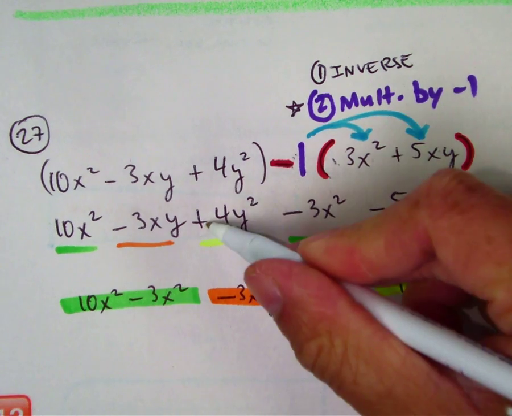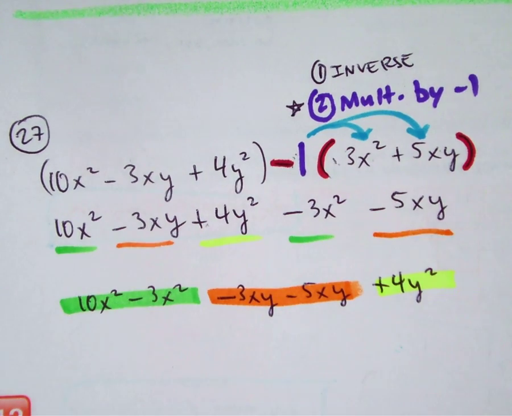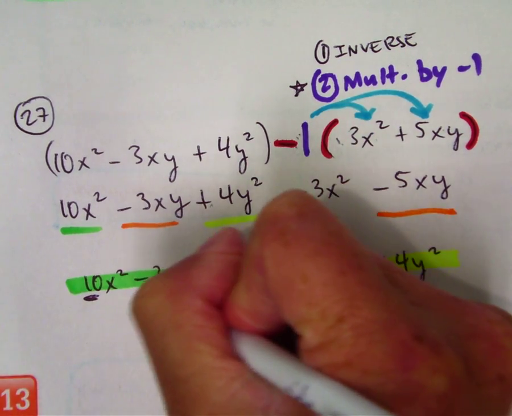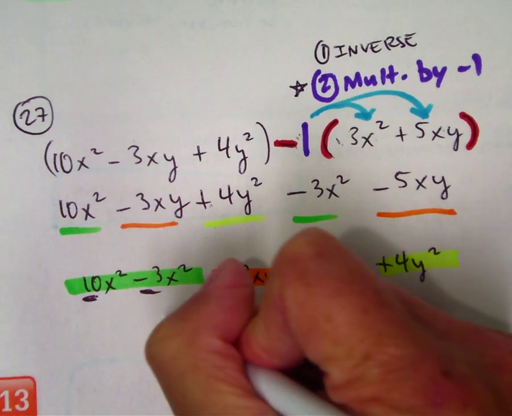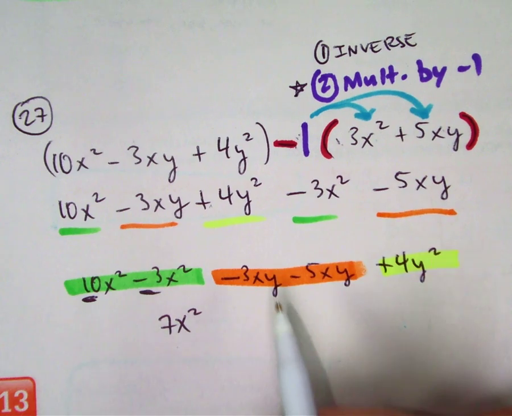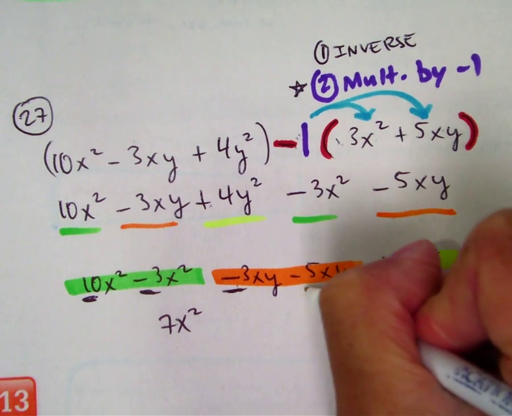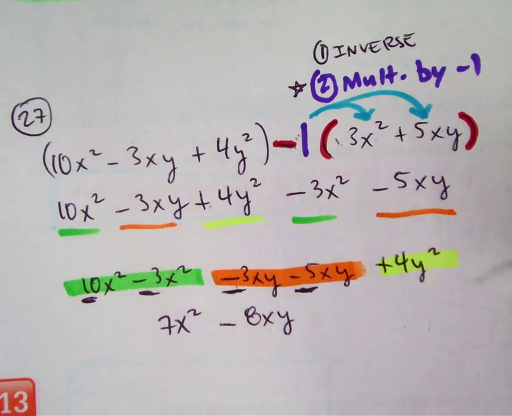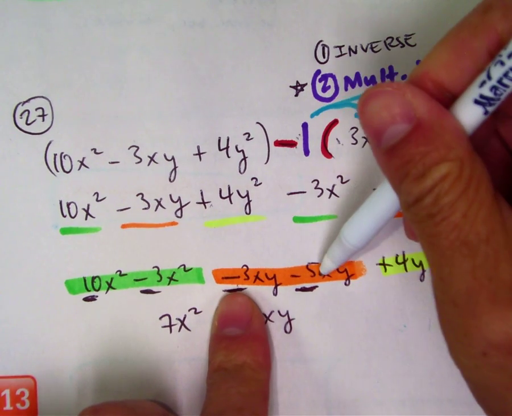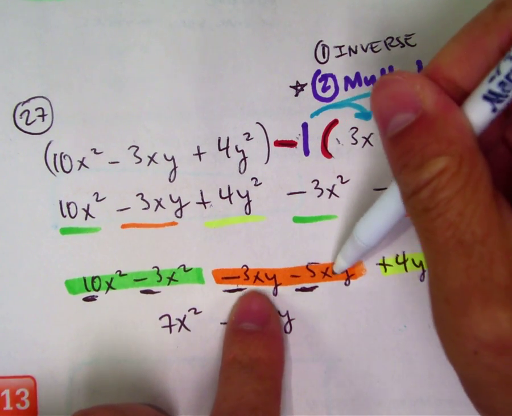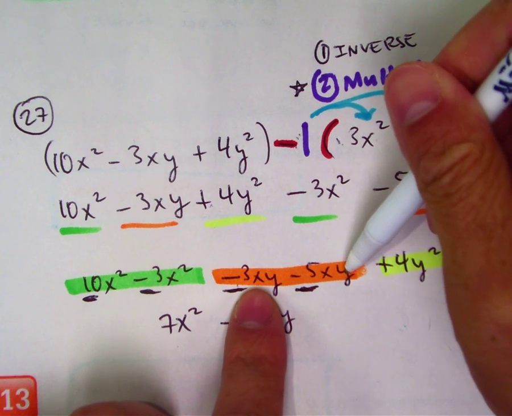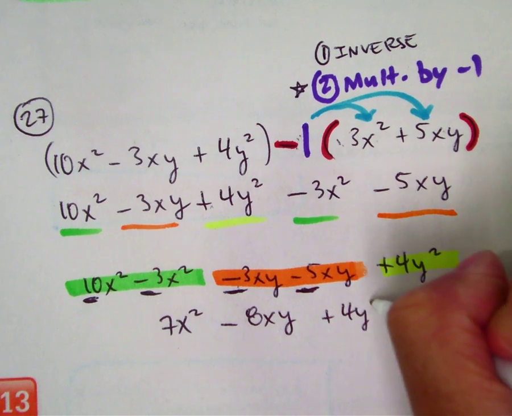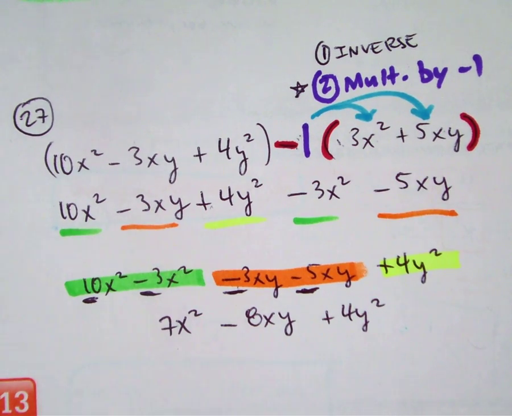4y squared, and don't forget the math operation in front. And all we do now is just the numbers in front, the coefficients. Class, what's a 10 minus 3? So 7x squared. How about negative 3 and a negative 5? Negative 8xy. Notice how I'm just looking at the number in front, the coefficient; the letters don't change. The exponents don't change. And then you have what? Plus 4y squared. And this is our answer.